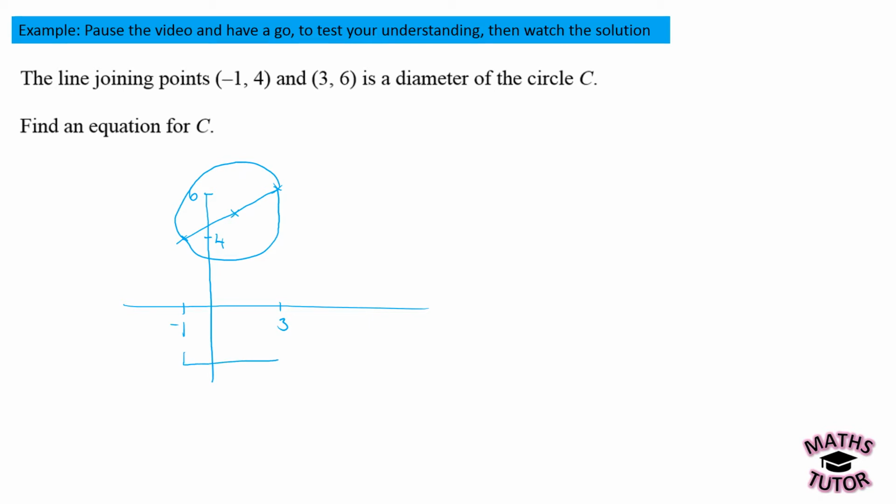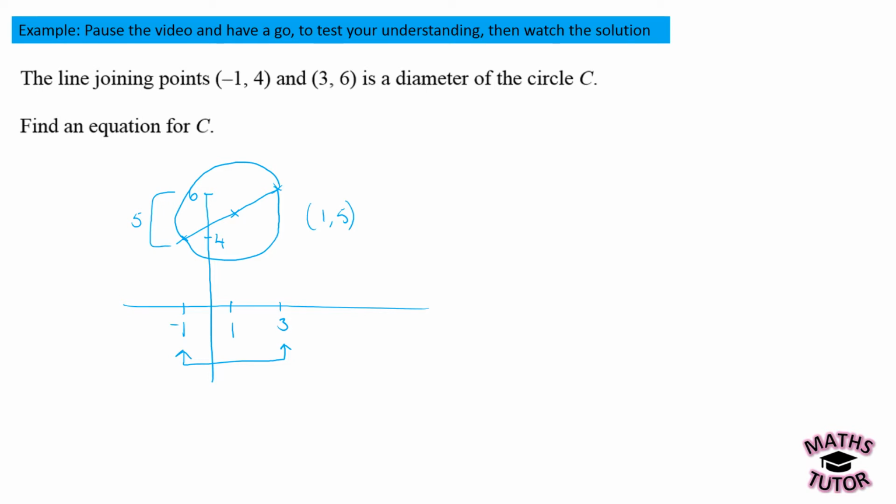So we can see here, if we add either of those ends up, 3 plus minus 1 is 2, and half of that is going to be 1. And then looking vertically, what's halfway between 4 and 6? Well, I can see that that's 5, but you can add either end. 4 plus 6 is 10, and half of that. So I can see that the center is at (1, 5).